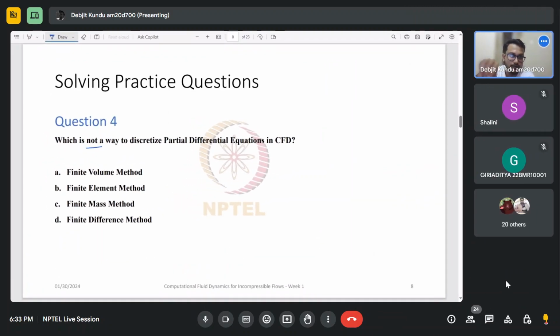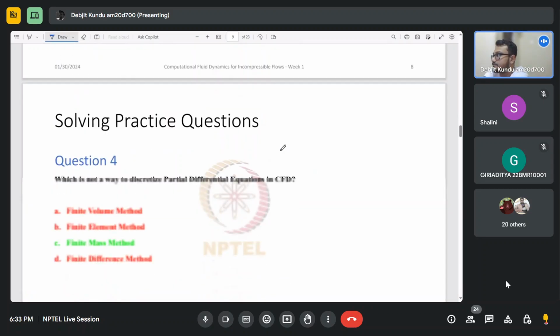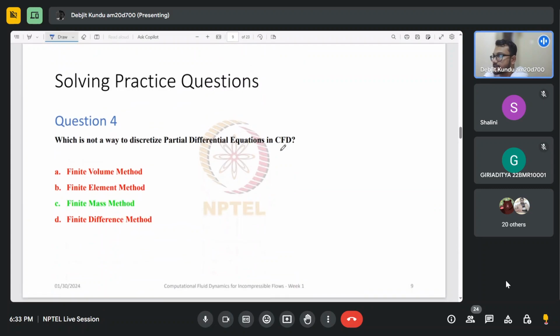Alright, so the entirety of the crowd has responded in favor of option C, that is finite mass method. Let's have a look if that's correct or not. And it is indeed correct. Very good. So finite mass method is not a way to discretize a partial differential equation. Now let's go through them one by one.